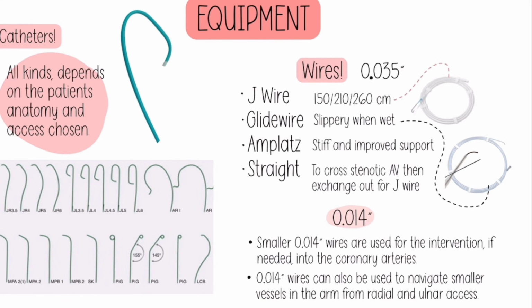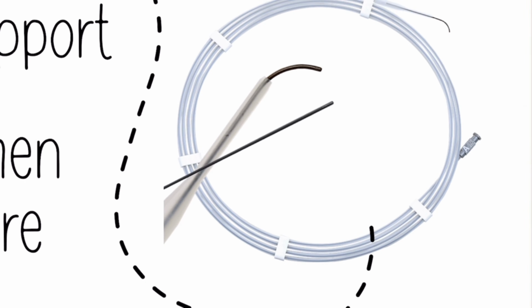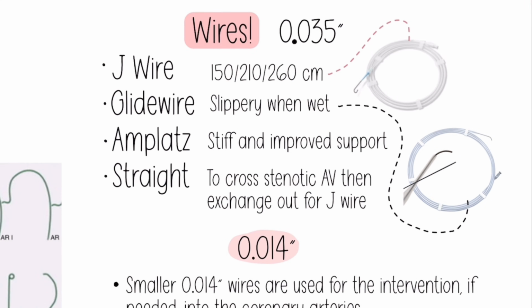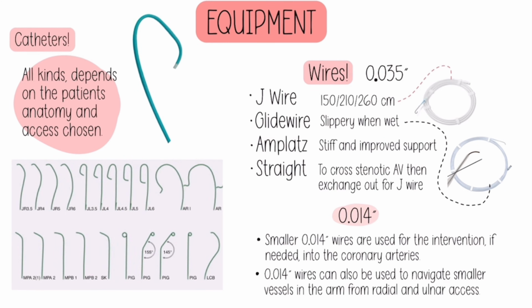If the J wire isn't working, usually to track through tortuous anatomy in the radial artery or up in the subclavian, we can try different things. You can have glide wires that are slippery when wet. They're also usually black or blue. They have a hydrophilic coating on them, hydrophilic as in, quote, liking water. So when you get it wet, it's very slippery and very easy to track through tortuosity. The Amplatz wires are blue, most of them. They are very, very stiff and give improved support.